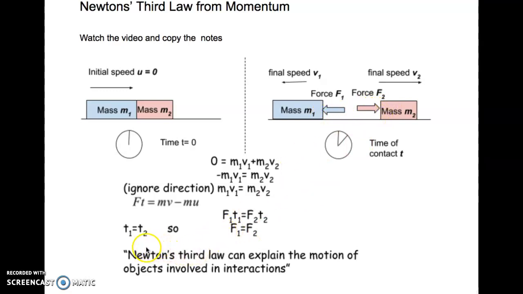So this is the SQA statement. Newton's third law can explain the motion of objects involved in interactions.